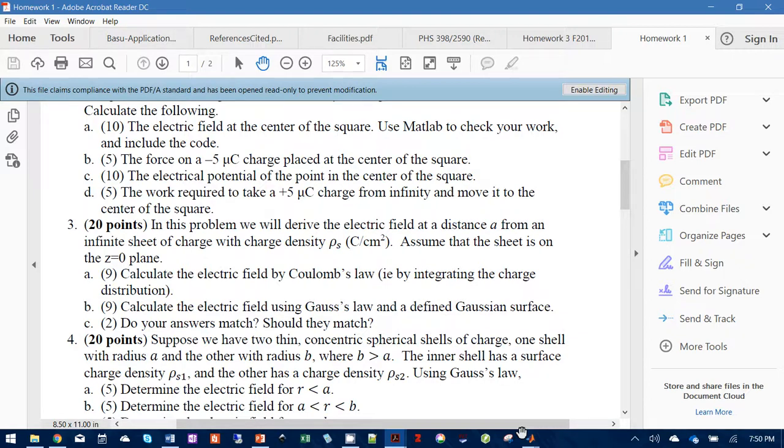Oh yeah, absolutely. The ring problem is a good problem because it allows you to really see the symmetry and why the x and y components of the field cancel, and you're only left with the field in the z direction. So the same concepts will apply in this infinite charge problem as well, except now instead of a ring, you have just an infinite sheet of charge.